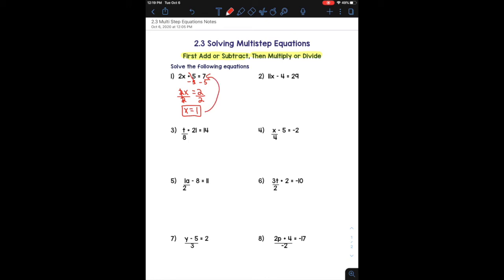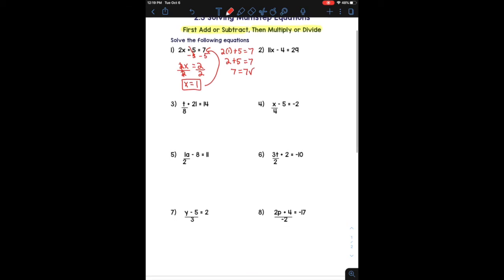Again, just like the first side, you could always double check to see if your answer is correct by plugging it into your original equation. Let's say x was 1, we would have 2 times 1 plus 5 equals 7. 2 times 1 is 2 plus 5 equals 7. And does this come out to be a true statement or a true equation? 2 plus 5 is 7. That does equal 7. They're the same on both sides. Therefore, we know our answer is x is 1.